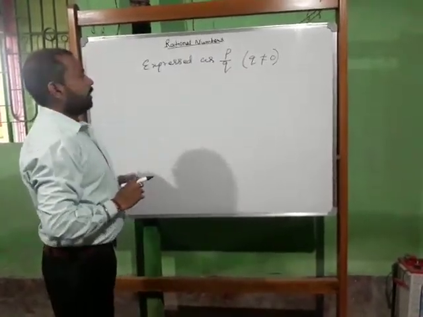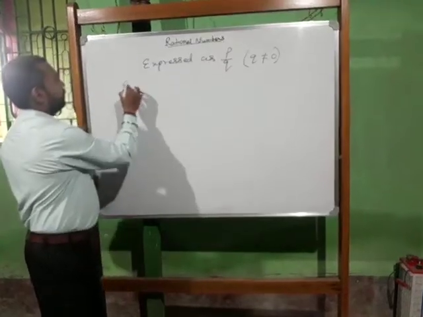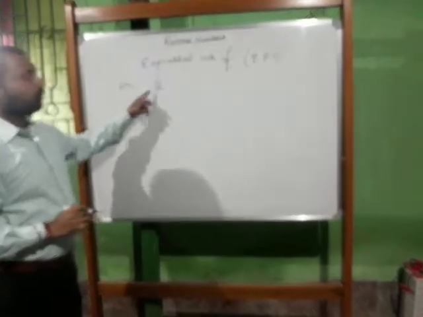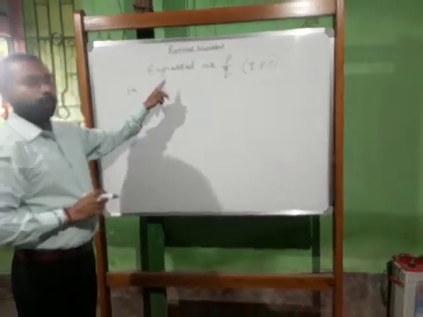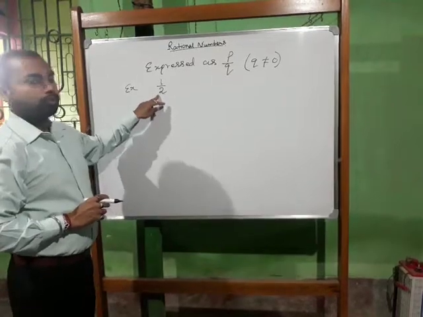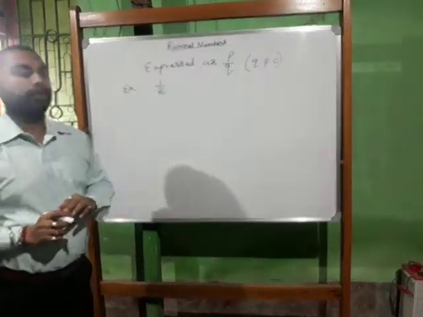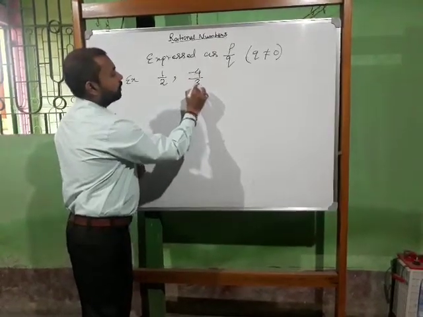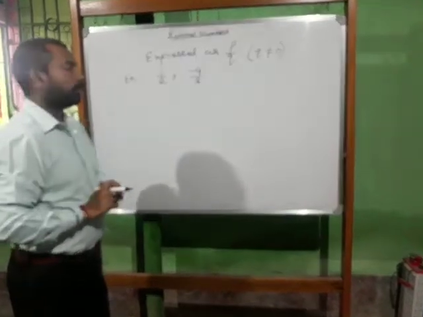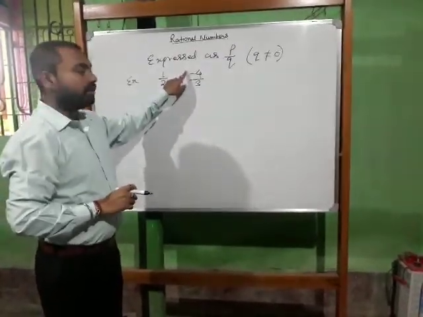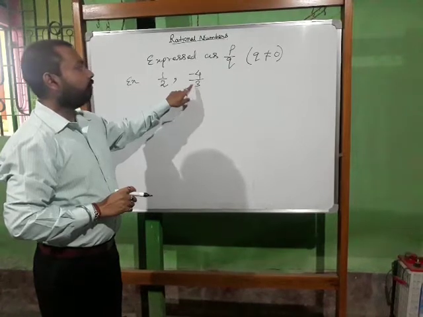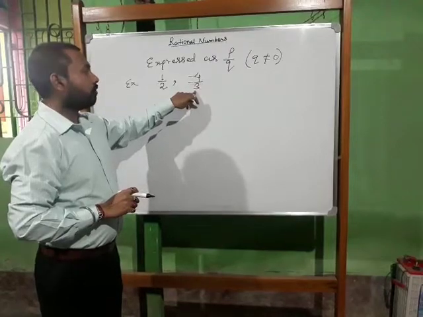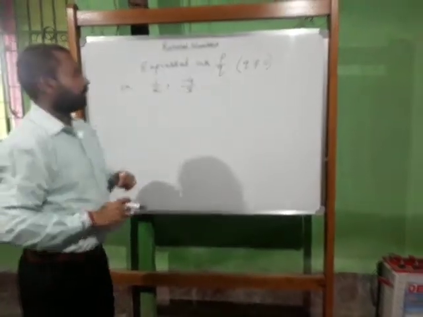So let us take some examples, like 1 by 2. As we know, 1 is an integer and 2 is also an integer, and it is in fraction form where the denominator is not equal to 0. So 1 by 2 is a rational number. Again, we can say minus 4 by 3 is also a rational number, since minus 4 is an integer, 3 is also an integer, and the denominator here is 3, not 0.